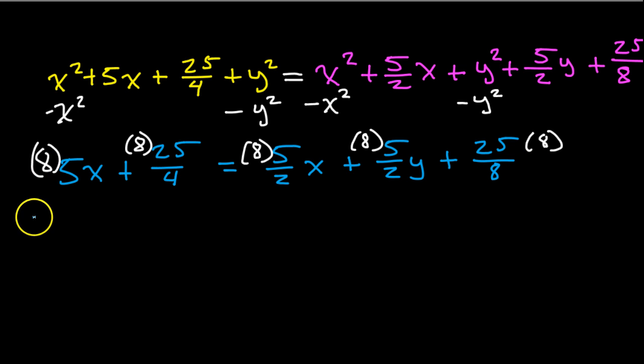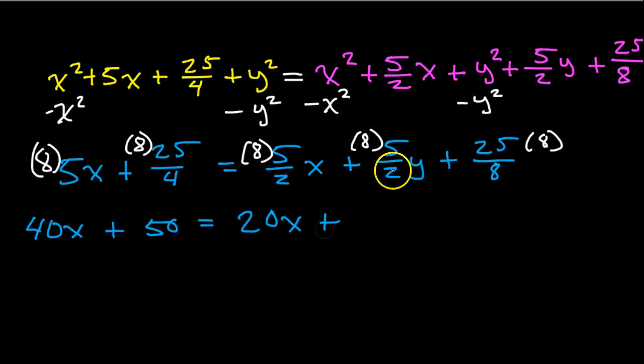So 8 times 5 is 40, so I have 40x. Right here, 4 goes into 8 twice, so that's going to leave 2 times 25, which is 50. 2 goes into 8 4 times. That leaves 4 times 5, which is 20. Alright, 2 goes into 8 4 times. 4 times 5 is 20. And of course, these 8s just cancel out. Okay, so that's much better.